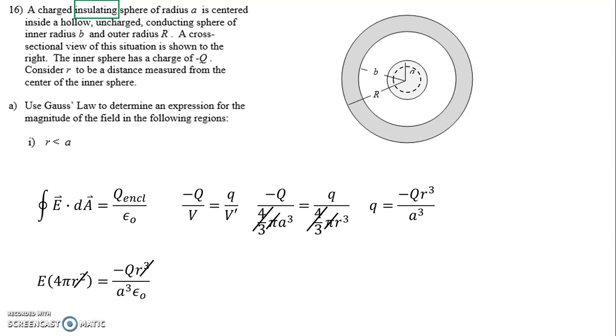There are many different ways to express this. Some students like to pull the 1/4 pi epsilon naught out to the outside, because that's sort of like the constant that goes along with Gauss's law. Other students like to put it all together as one big fraction, if that makes more sense to you. And still other students say, well, 1/4 pi epsilon naught, that's k, and they like to write fewer symbols, so they can write it as negative k capital Q r over a cubed.